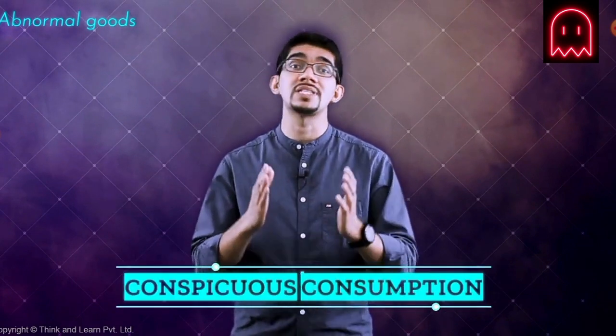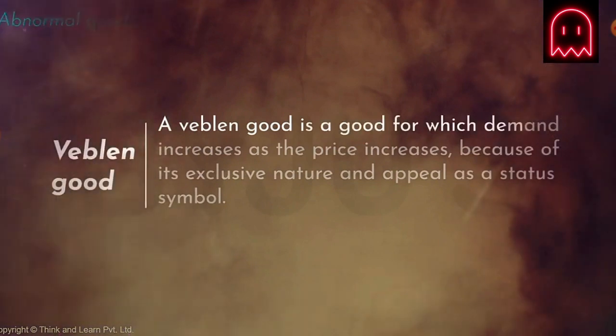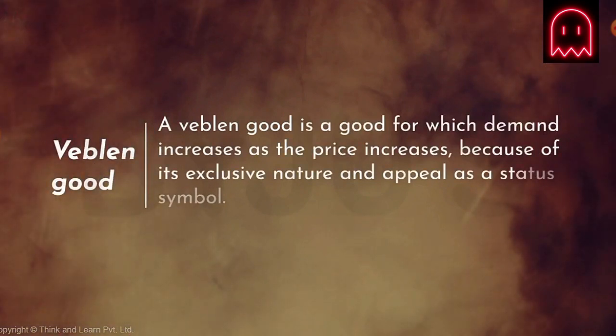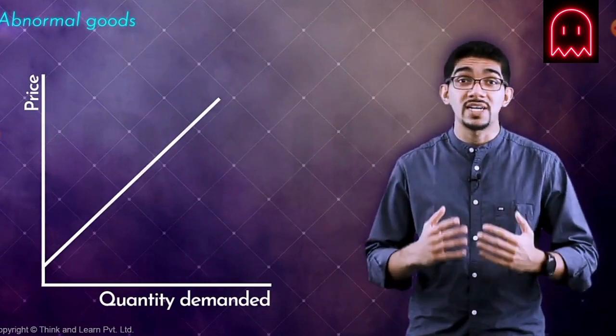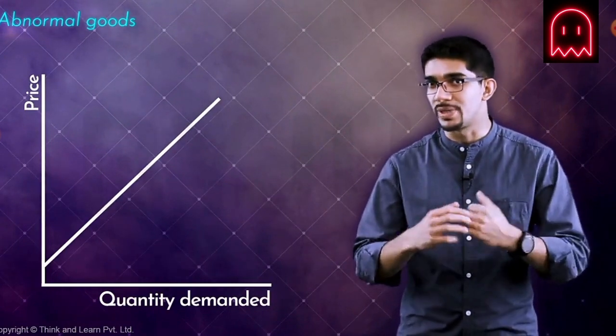And so demand increases. Veblen called this sort of consumption conspicuous consumption. To define it, a Veblen good is a good for which demand increases as price increases because of its exclusive nature and appeal as a status symbol. A Veblen good has an upward sloping demand curve, which runs counter to the typical downward sloping demand curves.